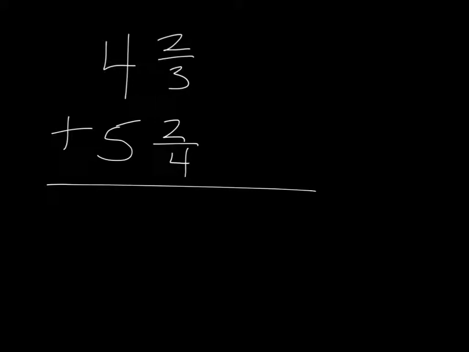The final example I'm going to walk you through is adding mixed numbers. Actually quite easier than subtracting with borrowing. We follow the exact same steps. We rewrite the problem standing up. We take a look at our two denominators. Are they the same? If they are, wonderful. If not, we need to find common denominators.